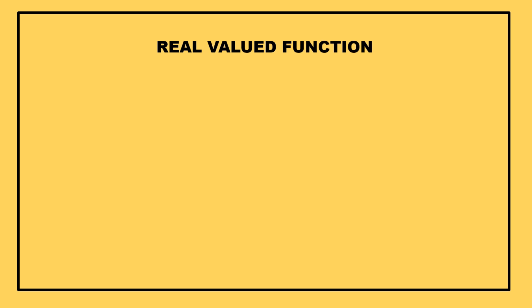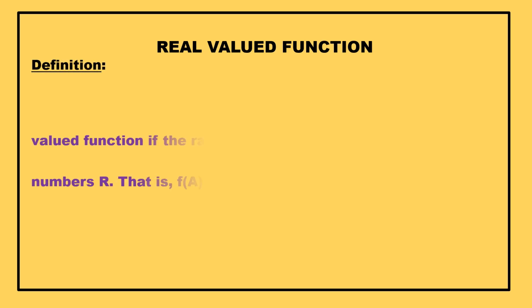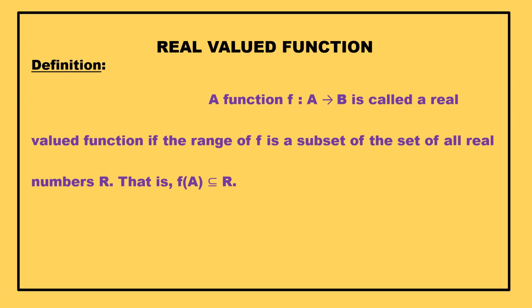Real valued function. Definition: a function f from A to B is called a real valued function if the range of f is a subset of the real numbers, that is, f of A is a proper subset of the real numbers.